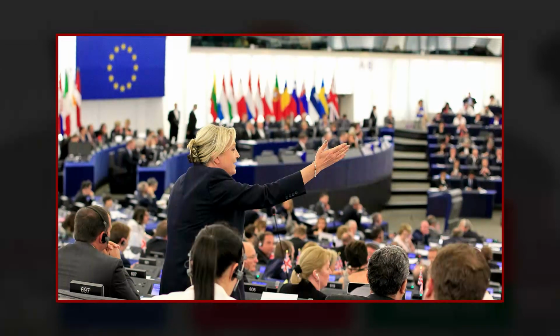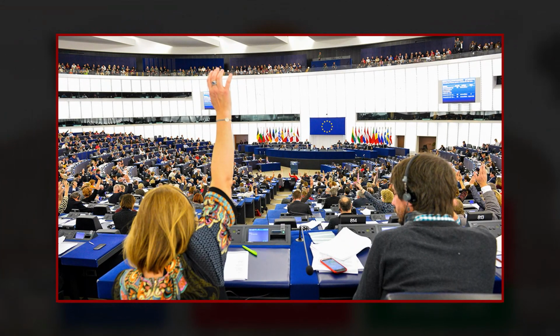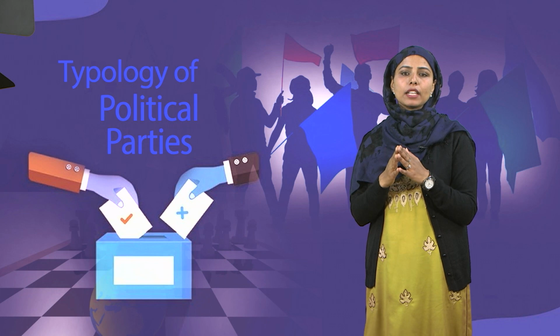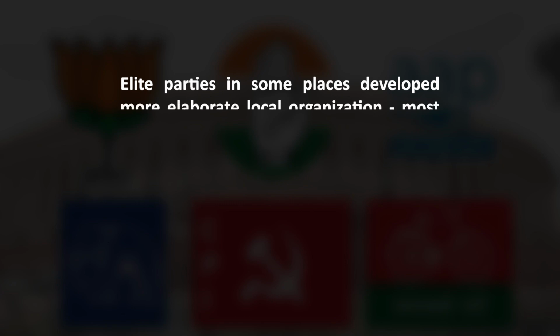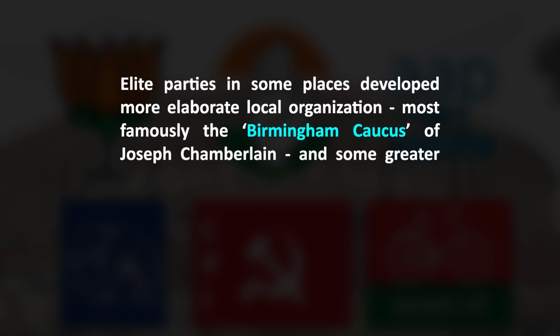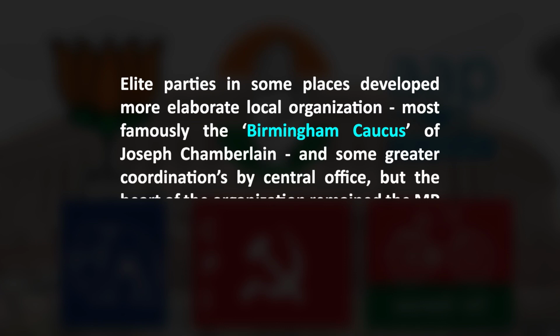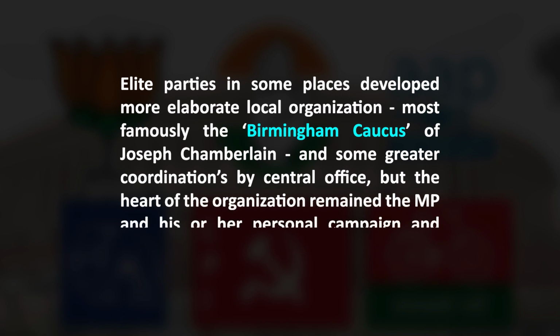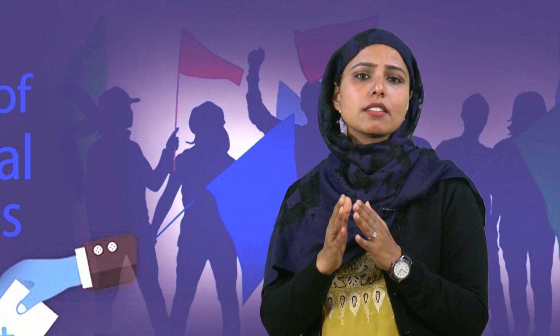Within Parliament, however, the advantages of working in concert, both to pursue policy objectives and secure access to ministerial office, led to the evolution of parliamentary organization, frequently cemented by the exchange of patronage. As electorates expanded, elite parties in some places developed more elaborate local organization, most famously the Birmingham Caucus of Joseph Chamberlain, and some greater coordination by central office, but the heart of the organization remained the MP and his or her personal campaign and support organization. Similar relationships may exist in developing political systems.